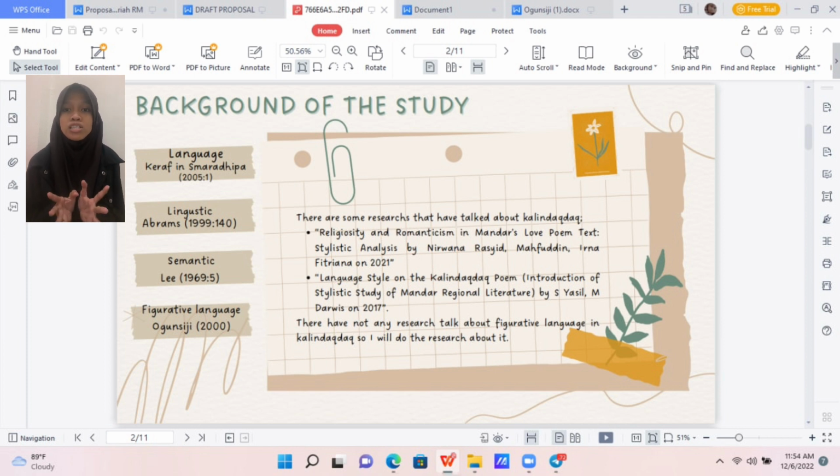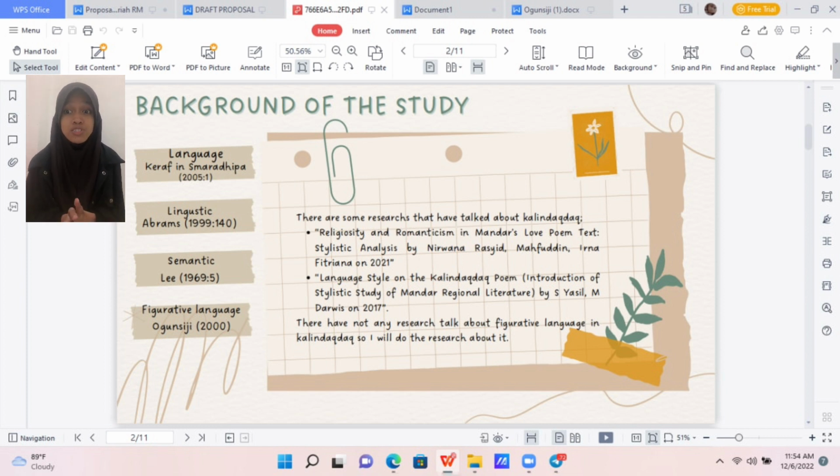Literal meaning is based on actual words, or we can call it the real meaning, while non-literal meaning is the unreal meaning. The non-literal meaning in language is called figurative language. According to Ogunsiji 2000, language may be said to work in two broad dimensions, namely literal and figurative dimensions. The literal dimension of language deploys words in their usual and obvious sense without any additional suggestions. On the other hand, the figurative dimension deals with the suggestive or connotative use of language.